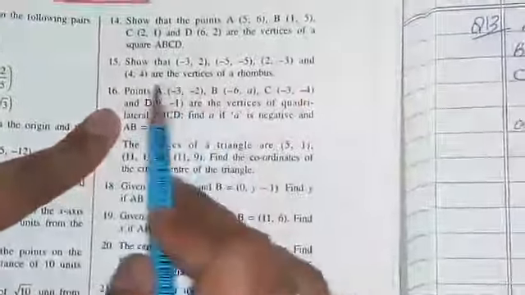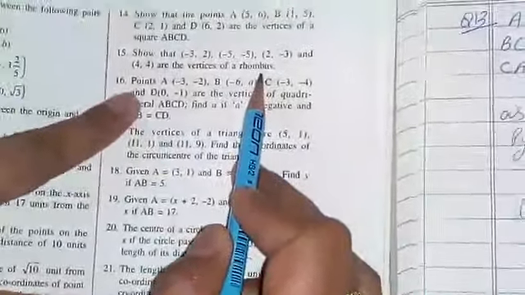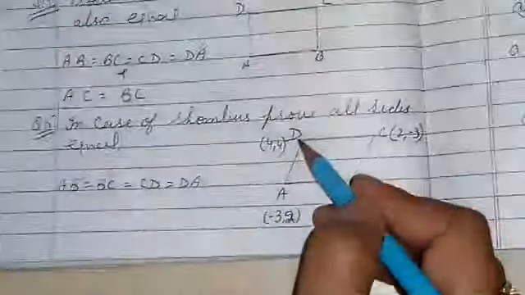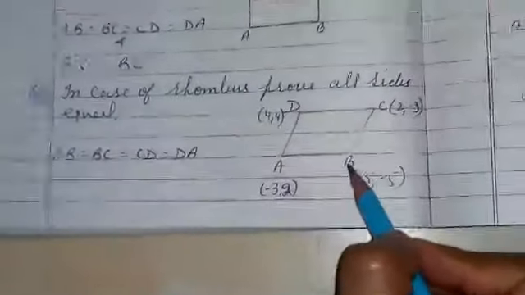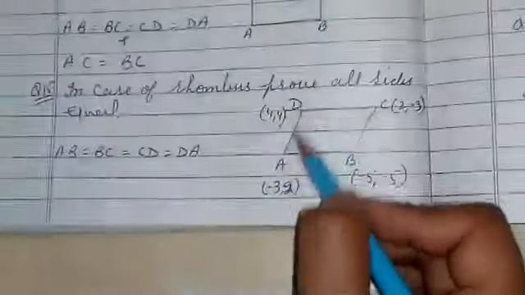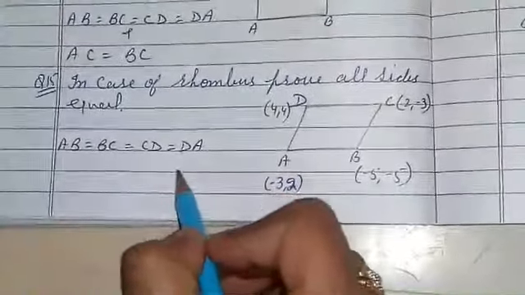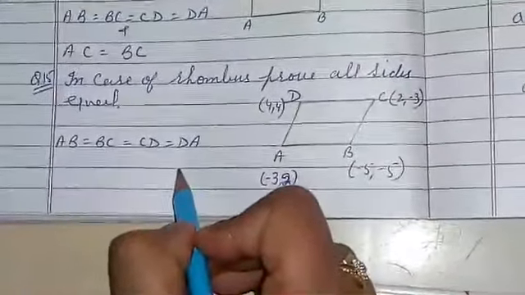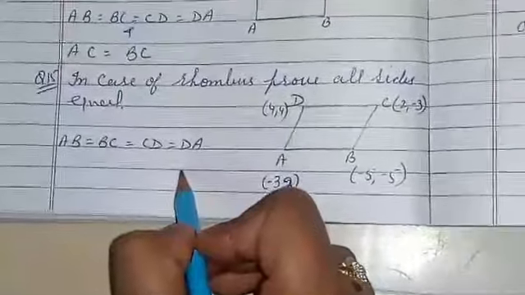Question number 15. Show that these are the vertices of a rhombus. In a rhombus, you can simply prove all the sides are equal. That means you will find out AB, then BC, CD and then DA. Find them, and all the sides will be equal and you can say that these are the vertices of a rhombus. Now, question number 16.